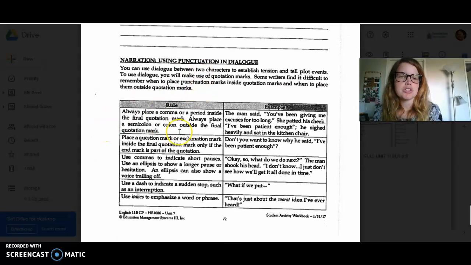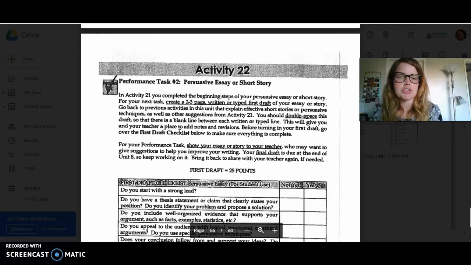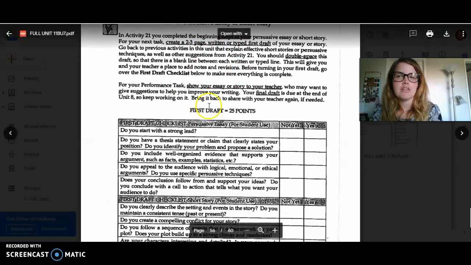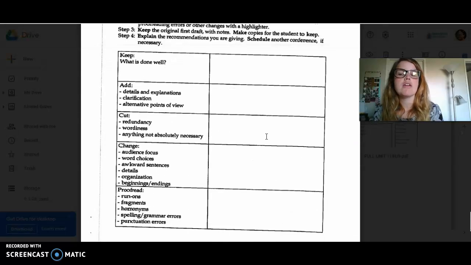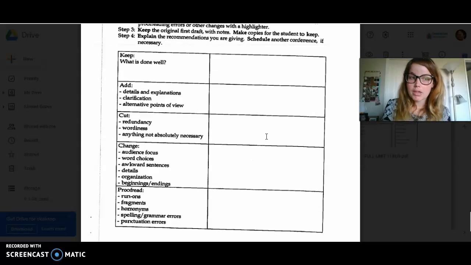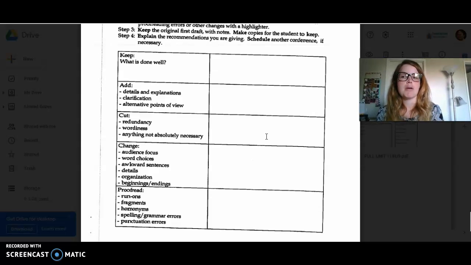Narration, punctuation, and dialogue. It teaches you how to do punctuation and dialogue. And then the final draft, or not the final draft, the checklist. So remember, you have to have 2 to 3 pages written or typed, double spaced, 12 point Times New Roman, all of that kind of stuff. Go through the checklist, make sure that you've done all of those things, and then you're going to make an appointment with me to have a conversation about your text.